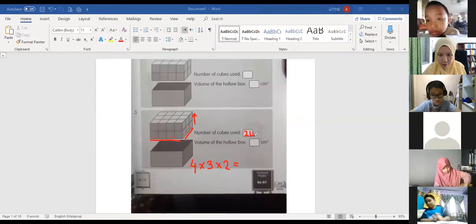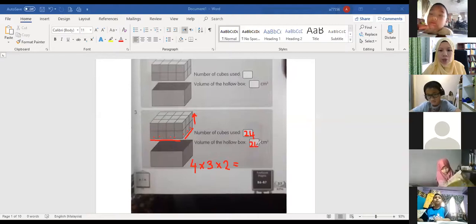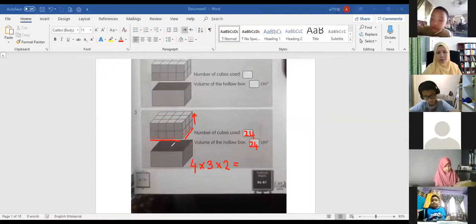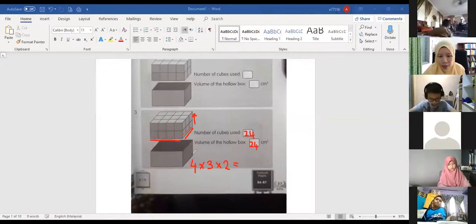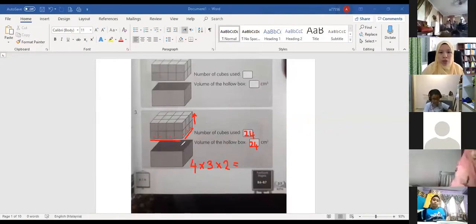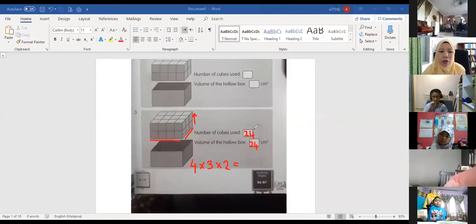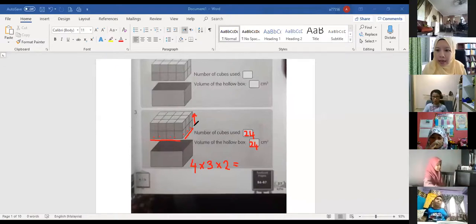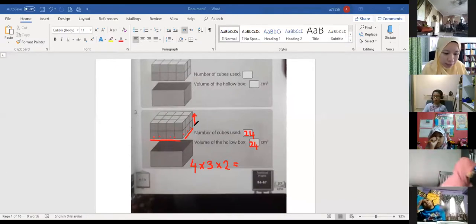So, 24. That means ada 24 cubes inside the hollow box. Okay, hollow box ni kotak yang kosong. So, berapa banyak cube ni muat dalam kotak yang kosong. So the number of cubes used is 24. Therefore there are 24 cubes inside the hollow box. Ada 24 cube dalam hollow box ni. Match ya.